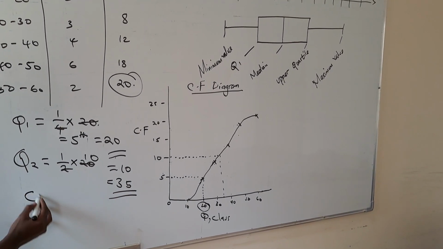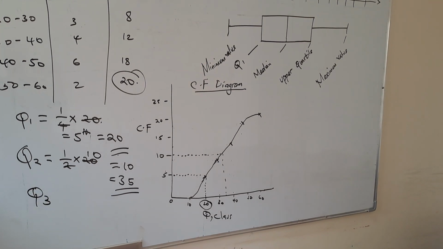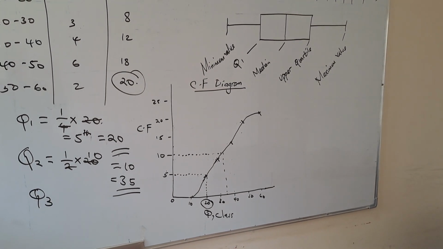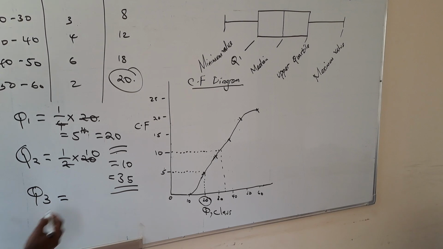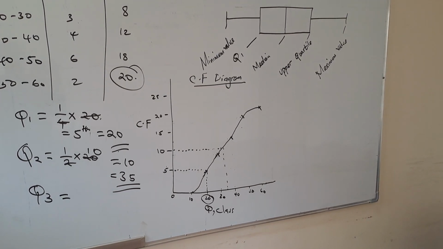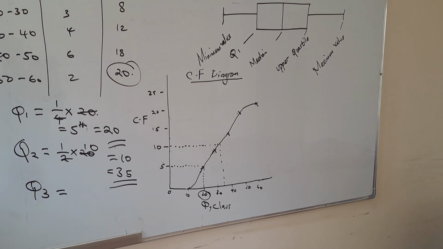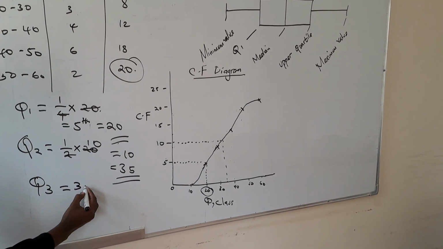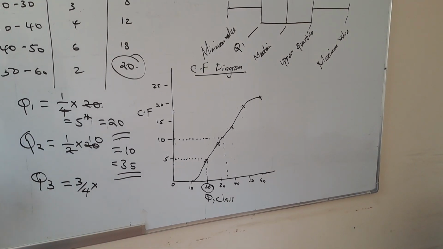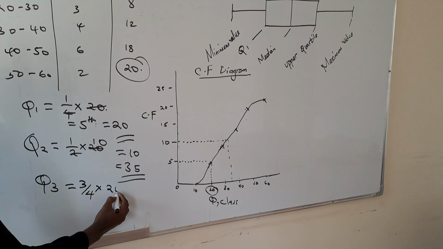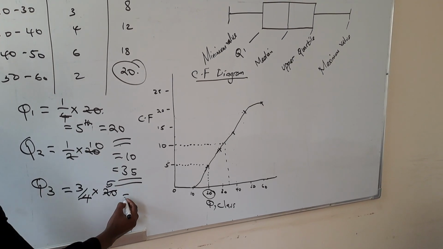And then we go to Q3. Q3 is the upper quartile. You do the same. The upper quartile divides the data into 3 quarters. It's actually 3 quarters of the data. So it will be 3 out of 4 times the total frequency, which is 20. So this will be 15.